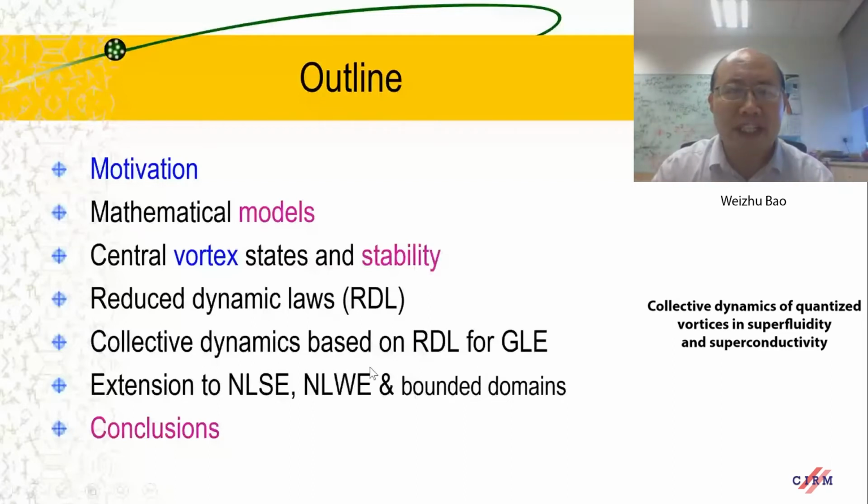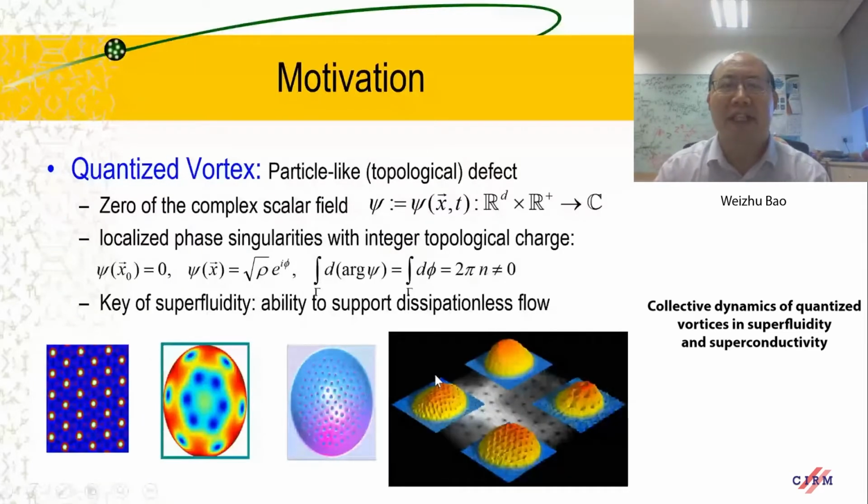And near the vortex center, with x0 the vortex center, psi can be locally written as square root of rho times exponential of i phi. So rho is a density, phi is a phase. If gamma is a closed curve around x0, the integral of the phase along gamma is 2 pi n, where n is called the circulation index or winding number. These quantum vortices are a key signature of superfluidity. They support dissipationless flow, so when they flow, there's no friction.